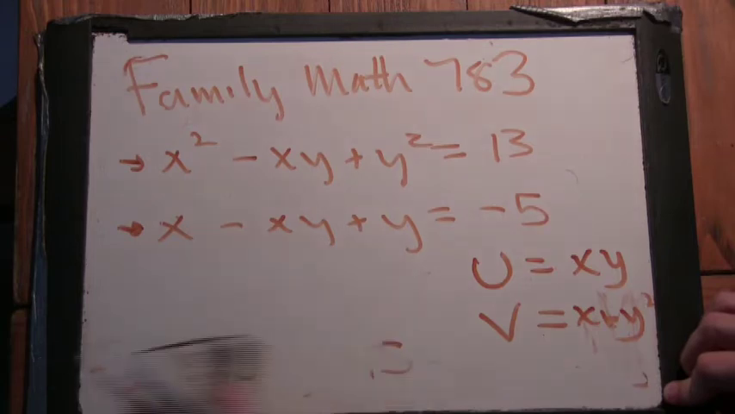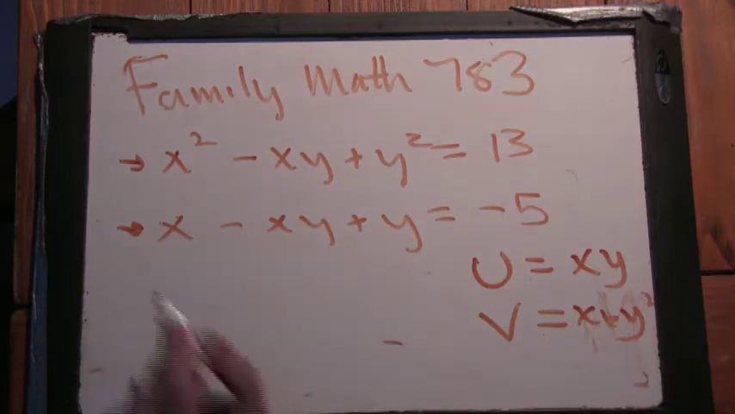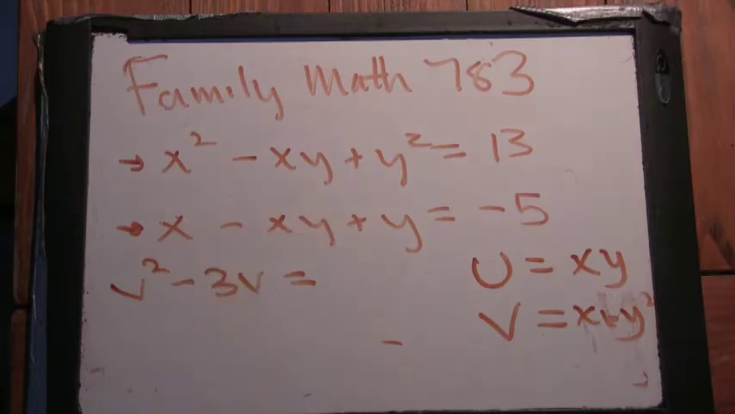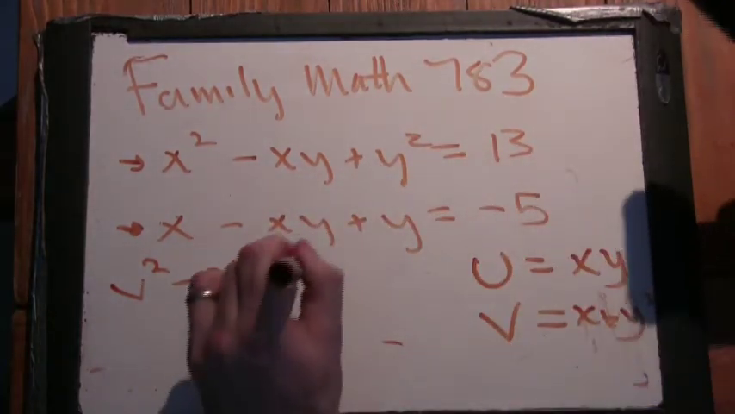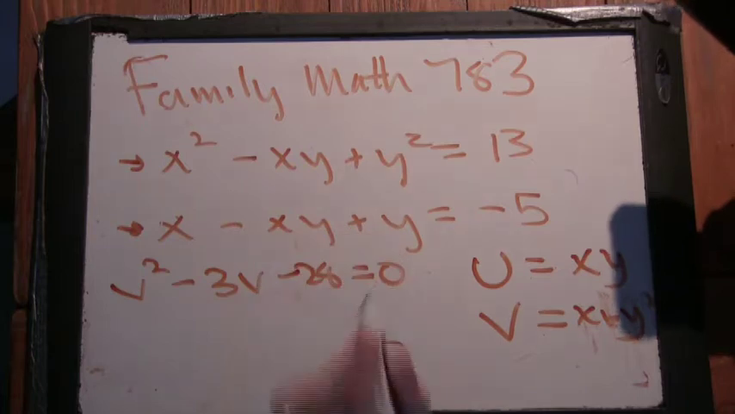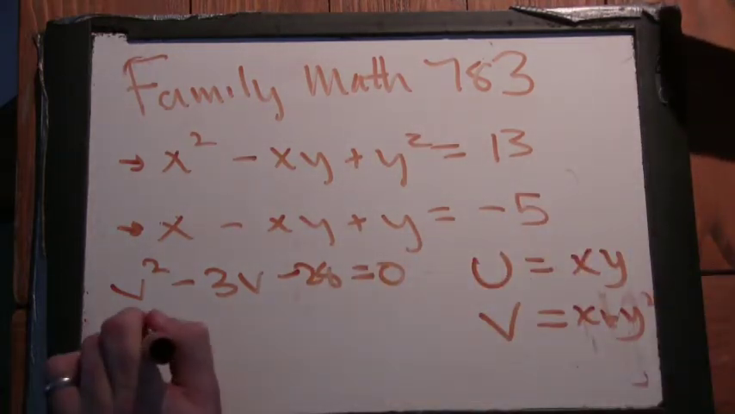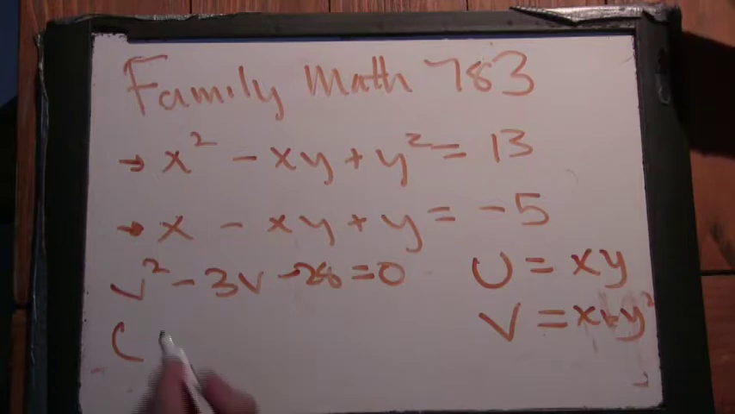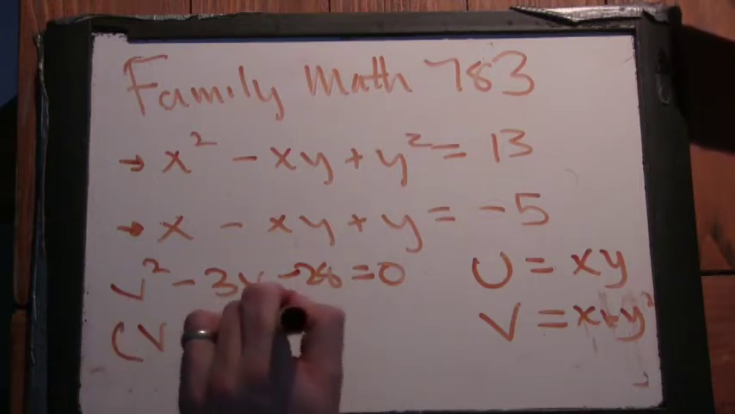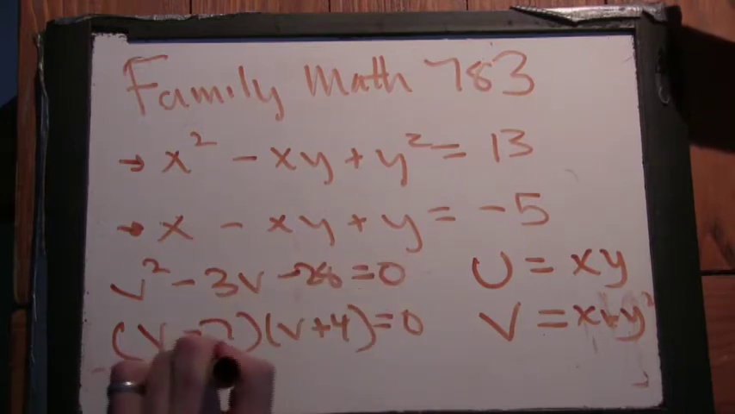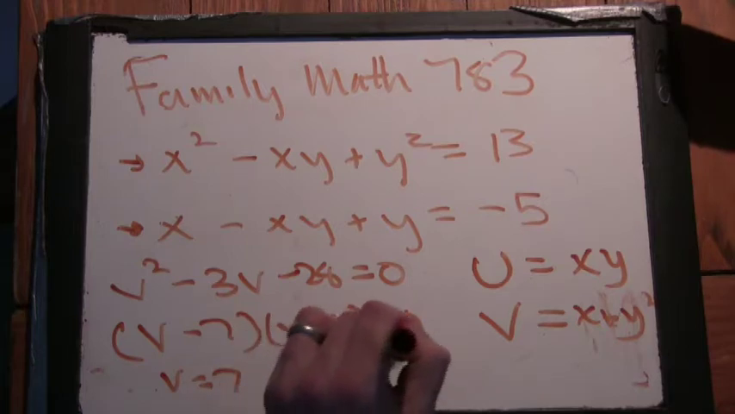Okay. V squared minus 3v equals 28, or I'll say minus 28, equals 0. Alright, can you see how to solve that equation? We can factor it. It would be v minus 7 times v plus 4. Okay. So v equals 7 and v equals minus 4.